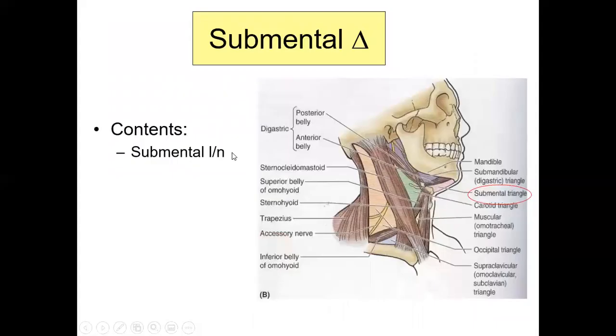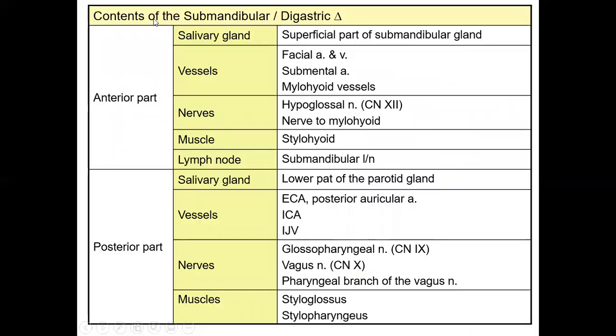For the submental triangle, the content here is the submental lymph node. So this is the submental triangle, and we have the submental lymph node. For the content of the submandibular triangle, these are the contents in the anterior part and the posterior part. You can read on your own. We have the salivary glands in the anterior part, and the vessels, nerve, muscle, node, and all the things that you can read on your own. And on the posterior part, we also have the salivary gland, the vessel, the nerve, and the muscles here.